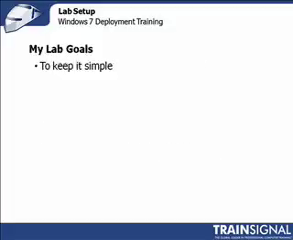My lab goals are to keep the physical and network structures as simple as possible so we can concentrate on the technologies and not have to troubleshoot going through routers and firewalls and gateways. I just want to keep it simple. That's why I'm using a single Active Directory domain and a single subnet. And that wraps up the lab setup for the Windows 7 Deployment Training course.